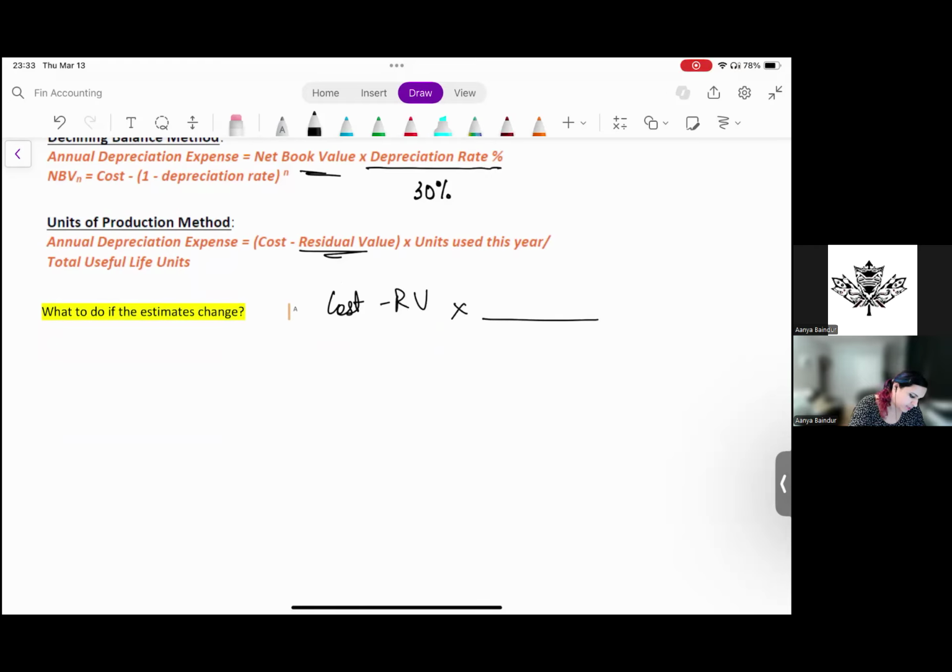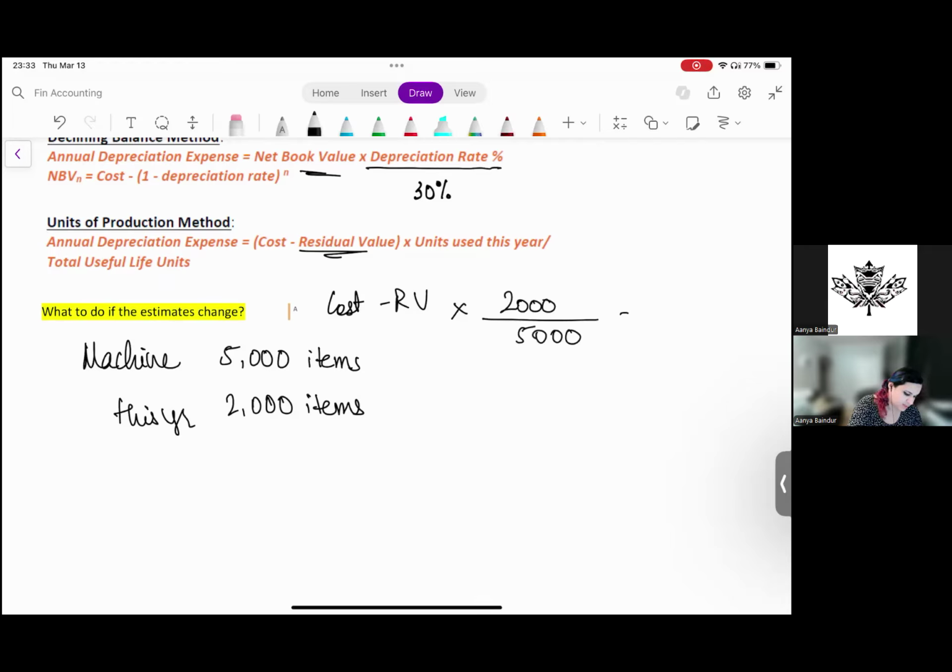So let's say the question tells us that this thing is a machine of some kind in a factory, and it can produce 5,000 items over the course of its entire life. But so far this year, it has made 2,000 items. So for this question, we'll multiply this by 2,000, divide by 5,000, and that will give us the annual depreciation for that year.